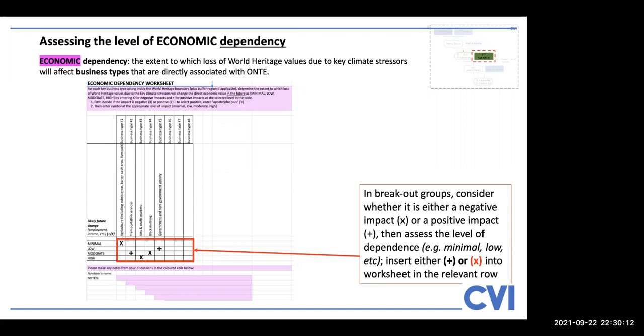So the first question for the breakout groups is to choose whether a particular business type is likely to, under the scenario that we agree to, have a positive impact or a negative impact. Once the decision has been made about positive versus negative, then we look to the level of that change. So here we ask the question of, will this be a minimal, a low, a moderate, or a high degree of impact due to a loss of World Heritage values resulting from climate change? And you can see some illustrative examples of how the table might be filled for the different business types, positive or negative direction, and the magnitude, the level of that assessment.